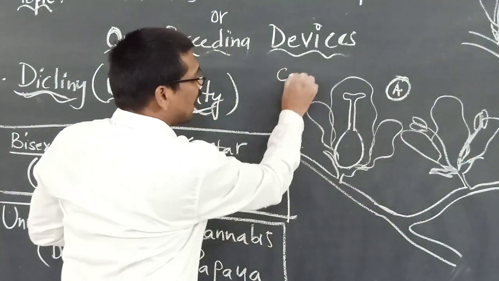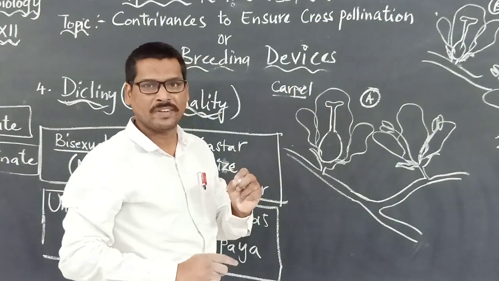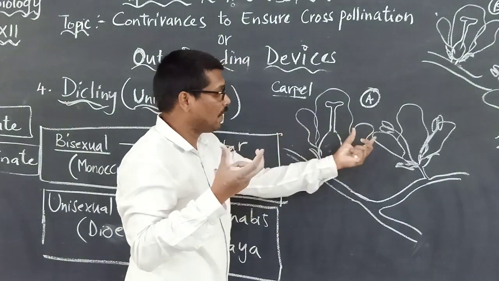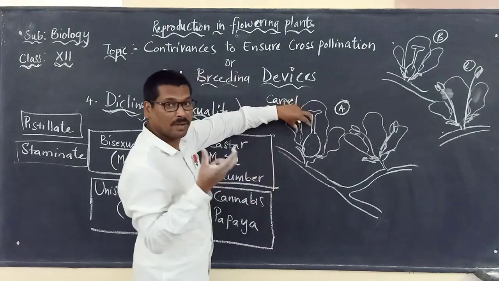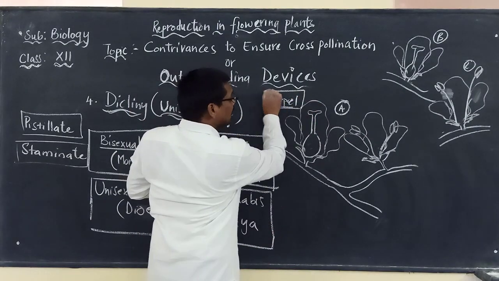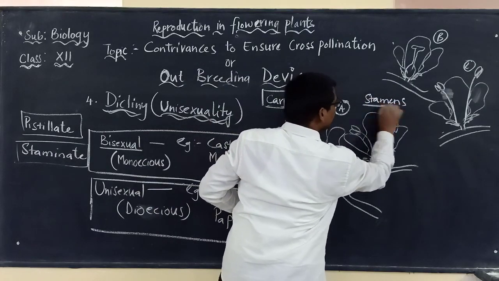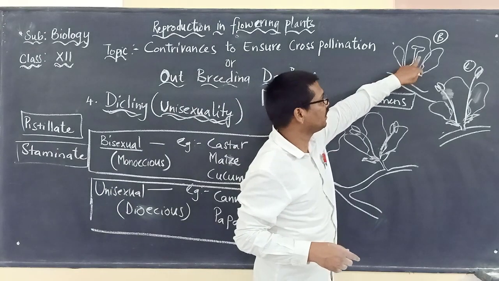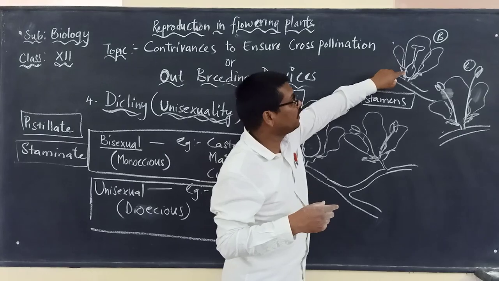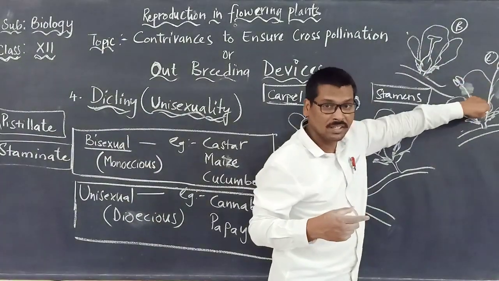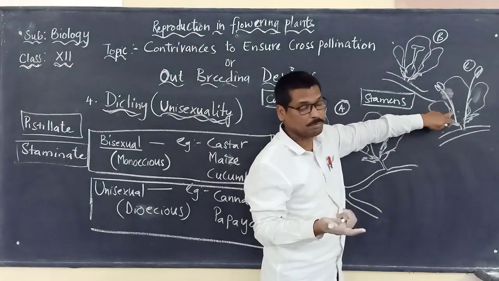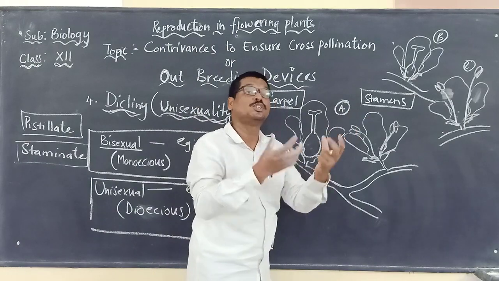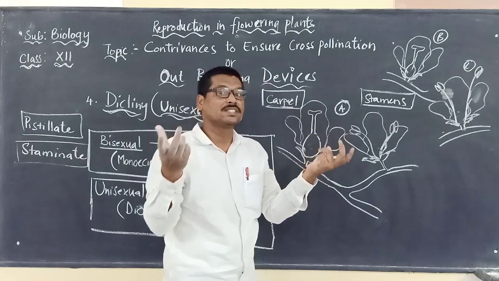Female flower means it has the carpel; otherwise, in simple terms, we call it a pistillate flower. This is the staminate flower. So the male part is present in one flower and the female part is present in the other flower. Carpel and stamens are present in two different flowers. In diagram B, the carpel is present in this flower, and in diagram C, the stamen is present in this flower. This flower is not showing the carpel, and that flower is not showing the stamen.